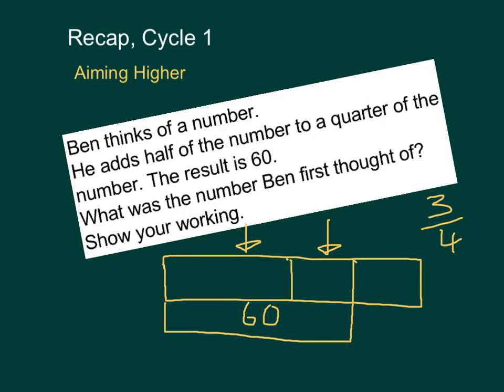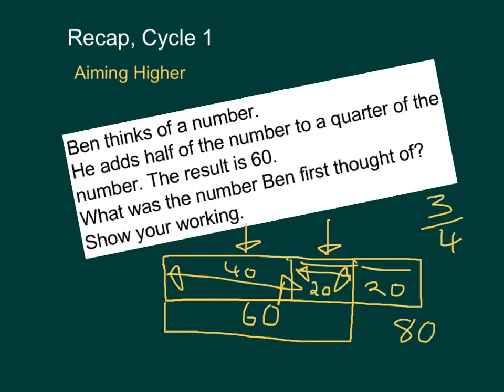Now, I know that this bit is double this bit, so I am going to split the 60 up into three pieces. Two of them in here, 40, one of them in here, 20, and that means that this block and this block are the same size. There's another 20, so in total I've got 40, 20 and 20, 80. Half of 80, 40, a quarter of 80, 20, add them together, that is our magic 60.